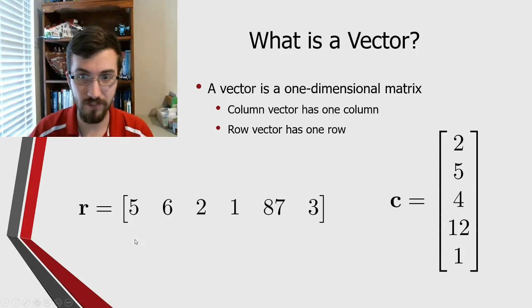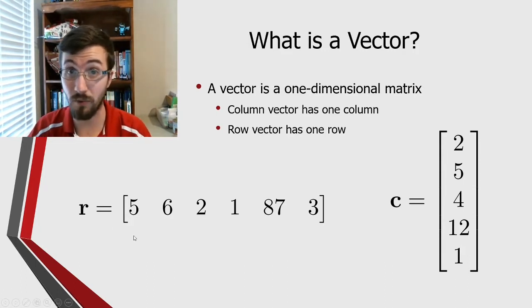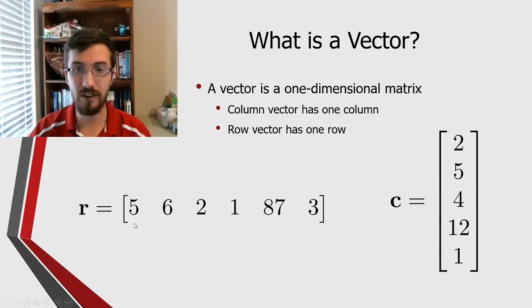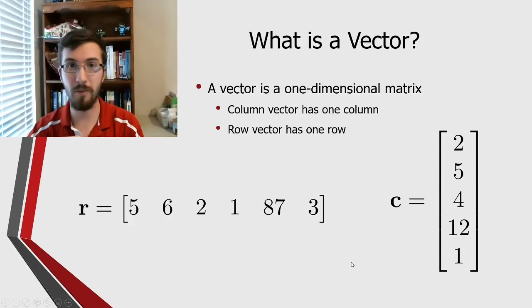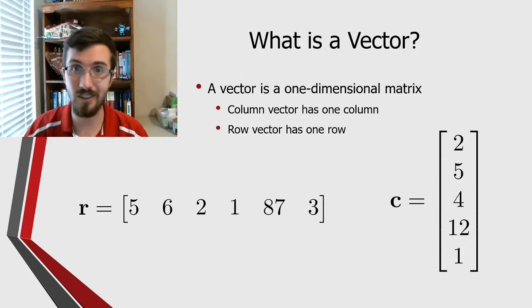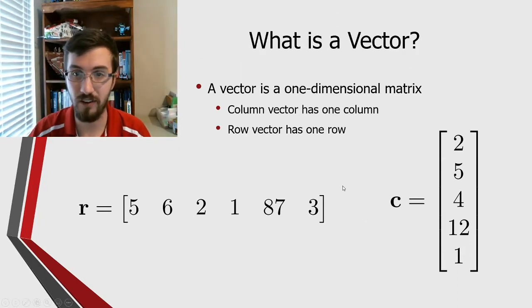A row vector is the same thing, except it's a row. So there's only 1 row here. The row vector has 1 row and a bunch of numbers that go across. That's all a vector is. It's just a one-dimensional matrix.